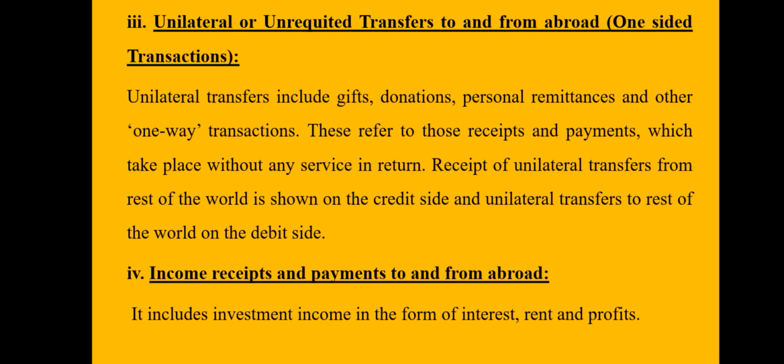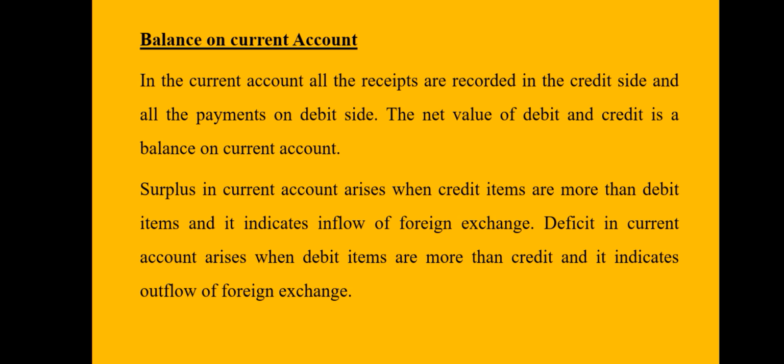Fourth one, income receipts and payments to and from abroad. It includes investment income in the form of interest, rent and profits. Balance on current account. In the current account, all the receipts are recorded in the credit side and all the payments on the debit side. The net value of debit and credit is the balance on current account.